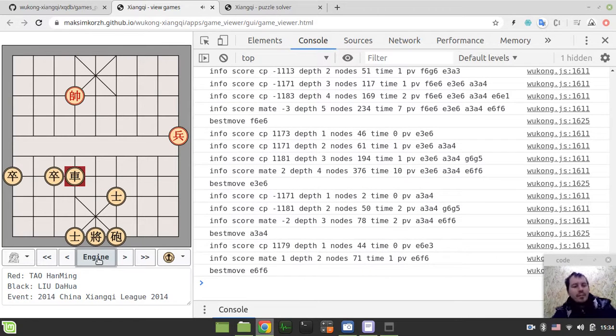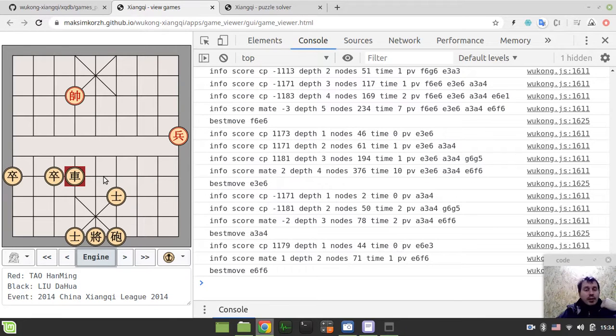Okay, guys. So this is how cool CNC is basically. So yeah, and this is why Tao HangMing actually resigned. So you see, Liu Dahua had a really crushing position, winning lots of material, and eventually just checkmating because he's tons of pieces up, tons of material up, and that's the reason why he resigned this game.